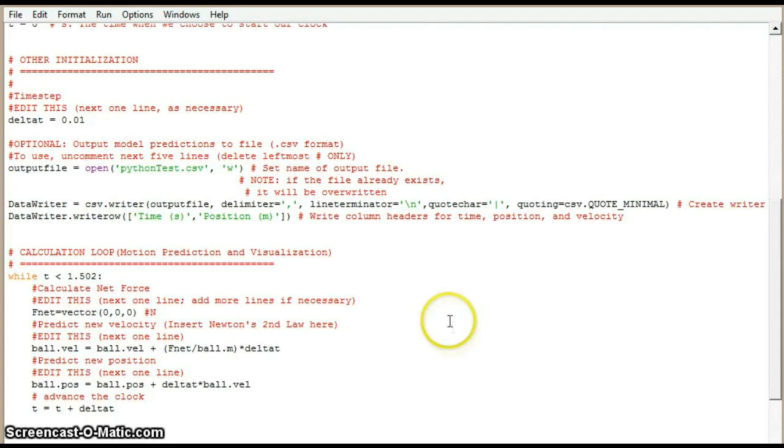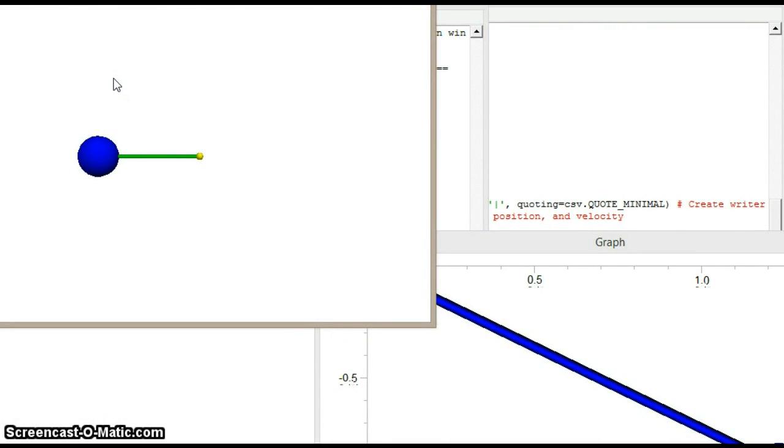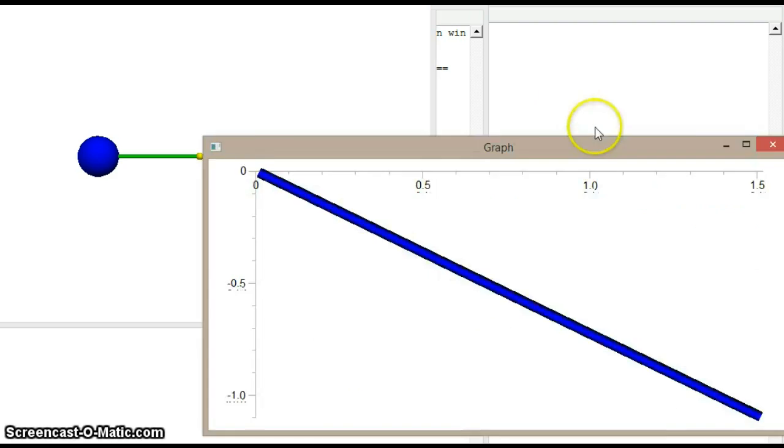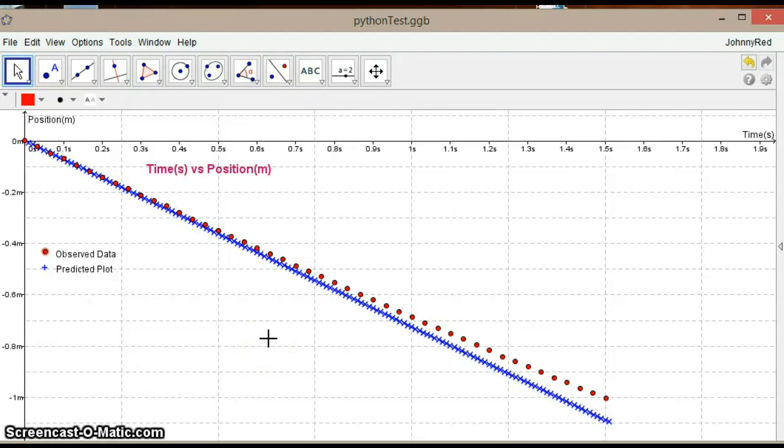We will now run the Python script. As we can see, the ball moves from left to right, and the graph indicates it moves in the negative direction according to our axis. The position and time can be seen to form a slope, and this indicates the velocity of the object, which is negative. This is a plot of our observed data with our predicted data.